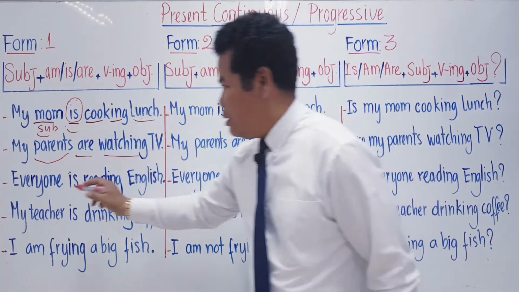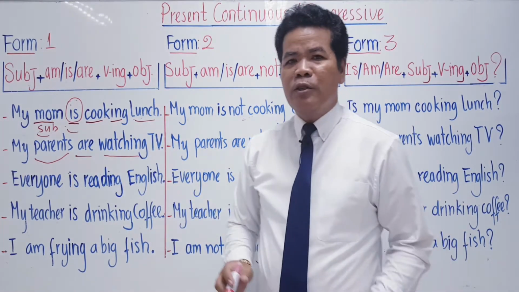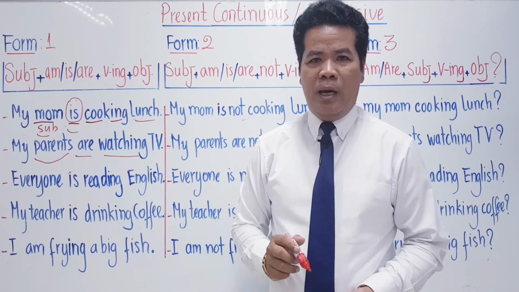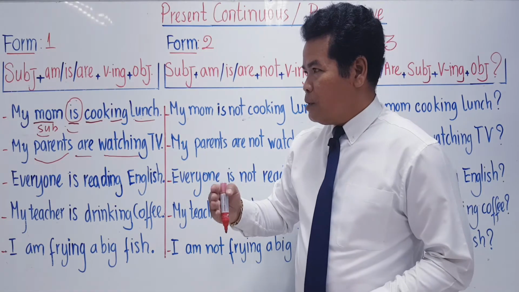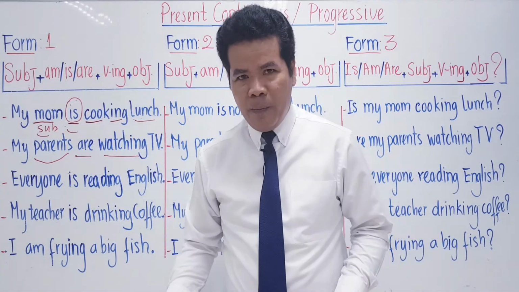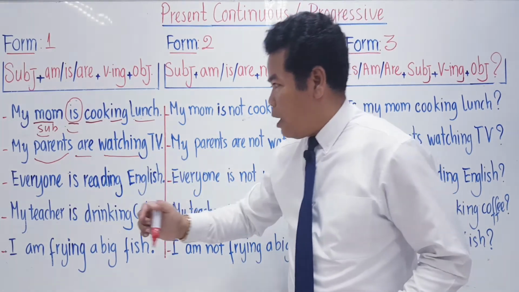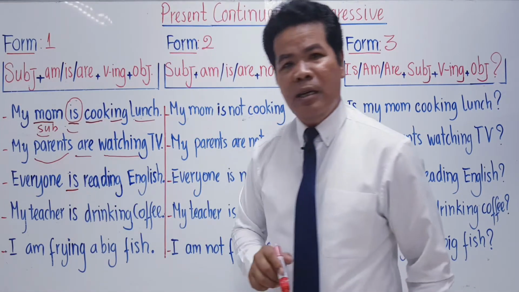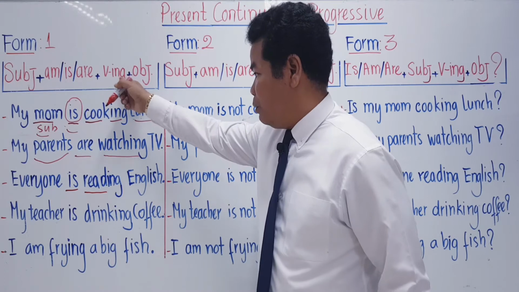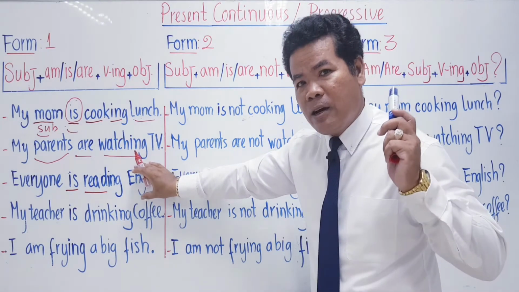Okay? Another one. Everyone is reading English. Most of the students, they confuse about everyone used as the plural verb. Okay? I know most of the people, most of the students, they think everyone has got to be more than 2 people. Okay? But it is not talking about more than 2 people. We just talk about one by one. That's why we use the part of verb to be is. Everyone is reading. We got to follow the rule. That's why this sentence is called a positive sentence and then it's the correct sentence.